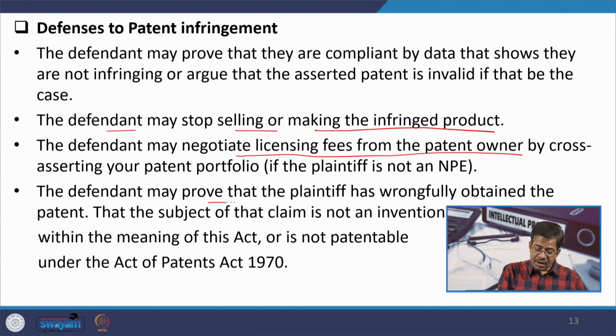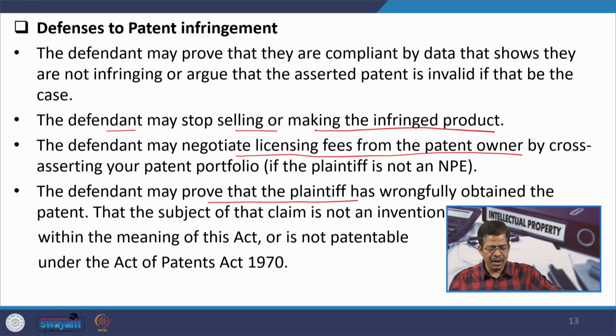And sometimes it also happens that I am using a particular technology, you are the owner of that technology, and now you are blaming me that I am infringing your IP. In this case, as has happened in many cases, I may try to say that this IP is itself not correct, this particular technology cannot be given IP, and it is quite possible that the court may accept my logic also.